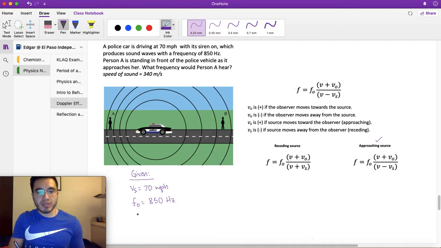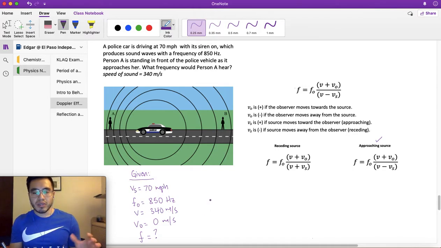And we have the speed of sound, which is just V by itself, 340 meters per second. And just for good practice, let's write the velocity of the observer. And since she's not moving, it's just 0 meters per second. And we want the frequency due to the Doppler effect. If you were to continue and just substitute numbers, the answer would be incorrect. Reason being is we have the velocity of the source in miles per hour. Those are not the units we use for velocity or speed. We want meters per second.